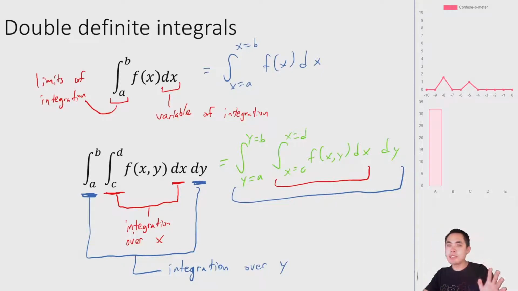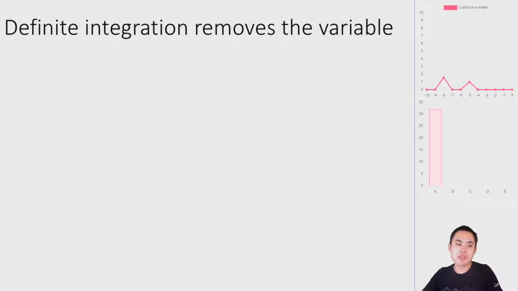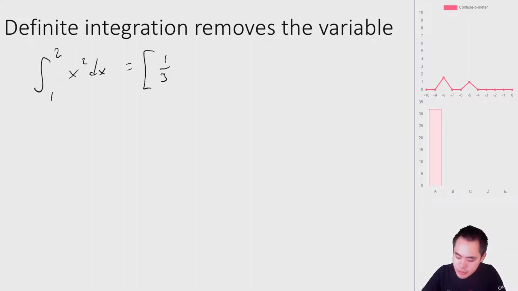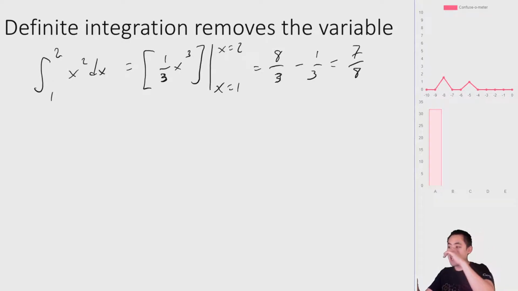One of the things that is really cool about definite integrals, and part of the reason we're using them here, is that definite integration removes the variable. What do we mean by this? Let's give a couple examples. If you have the integral from 1 to 2 of x squared dx, that's equal to 1/3 x cubed from x equal 1 to x equal 2. So it's equal to 8 over 3 minus 1/3, which is equal to 7/3. Note that there aren't any x's anymore.